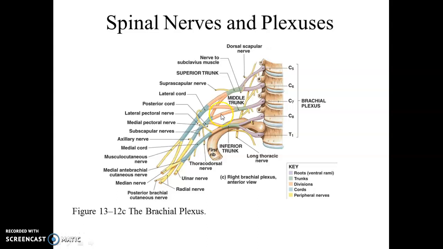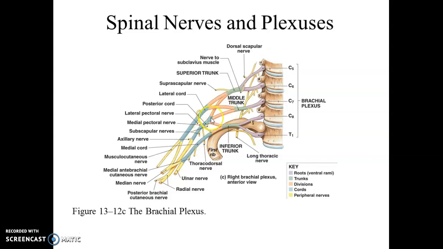On this slide, I want you to know that there's a superior, middle, and inferior trunk to the brachial plexus. Now, this is the group of nerves arising from the cervical spine to supply the upper extremity. Also, note over here, lateral cord, posterior cord, and medial cord.